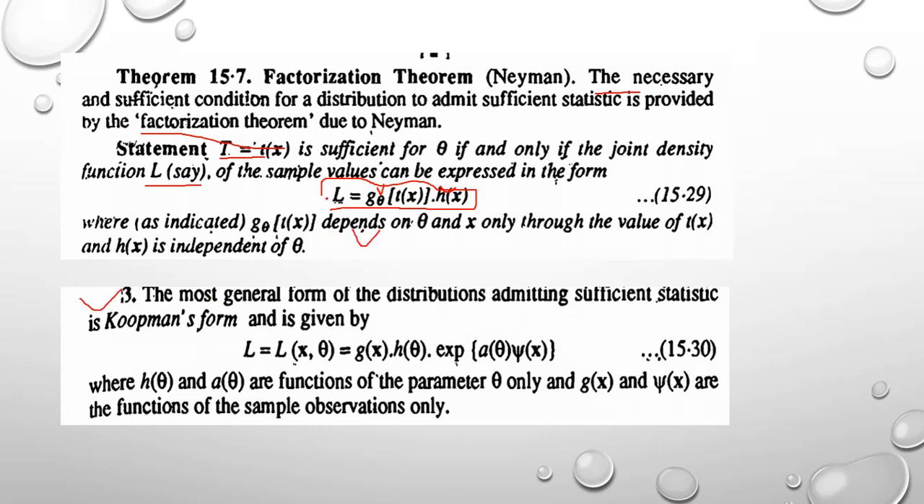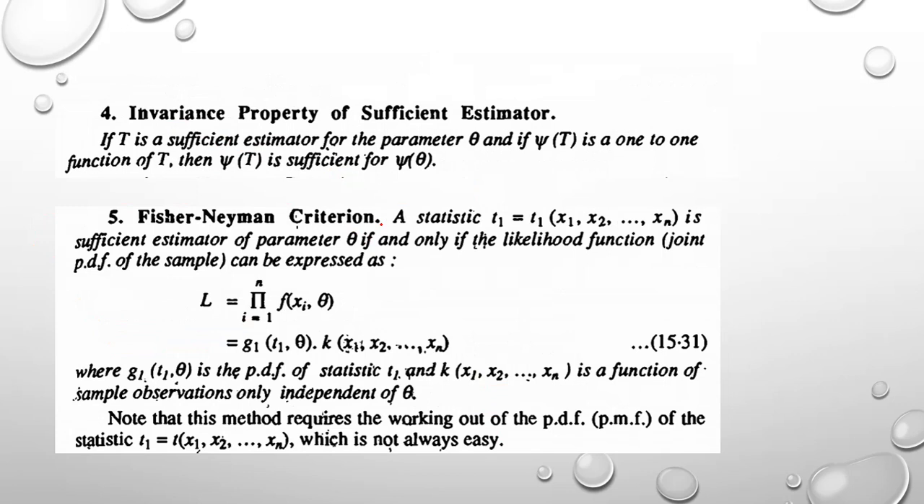This is the main form, where we have the exact form. This is Koopman's form: L equal to L of x comma t, g of x into h of x into the exponential form. See here, h of x and a of theta are functions of the parameter theta only, and g of x and omega x are functions of sample observations only. Here g of t of x depends on theta, while h of x is independent of theta.